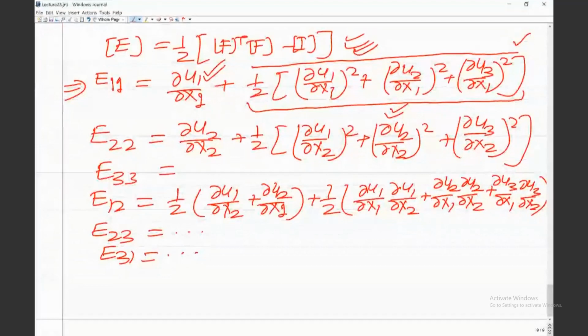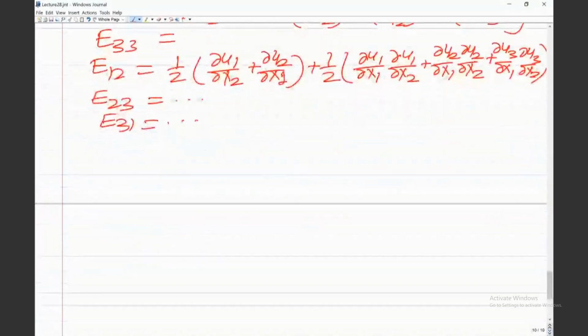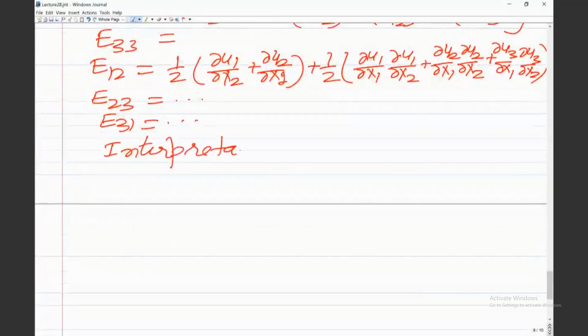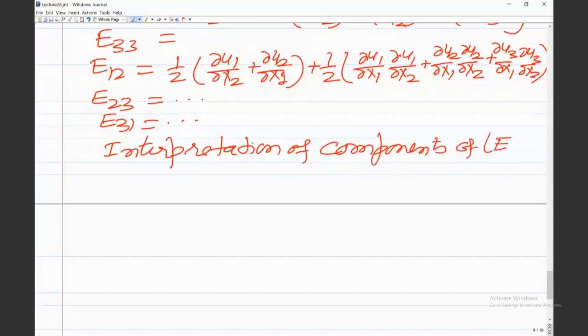So now, similarly, if you want to look at the interpretation of these strain components, we have what is known as the interpretation of components of the Green Lagrange strain tensor E. Of course, some of you who have done continuum mechanics might have already done this, so it's kind of a repetition.